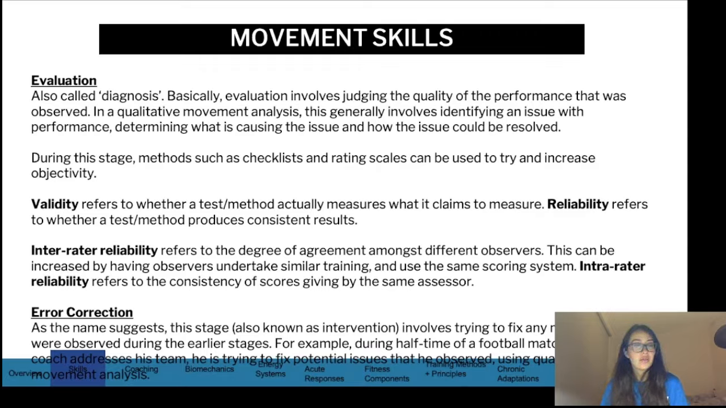Validity is another measure. It refers to whether a test or method actually measures what it claims to measure. And reliability refers to whether a test or method produces consistent results. Inter-rater reliability and intra-rater reliability are key terms that you must know. They do come up pretty often, and you're often asked to compare them. Inter-rater reliability refers to the degree of agreement amongst different observers, and it can be increased by having observers undertake similar training and use the same scoring system. Intra-rater reliability refers to the consistency of scores given by the same assessor.